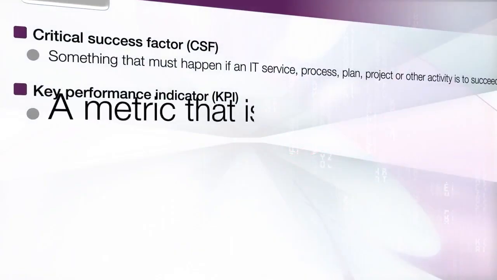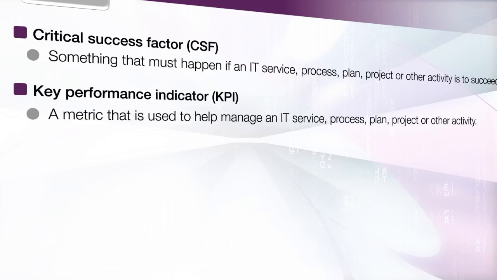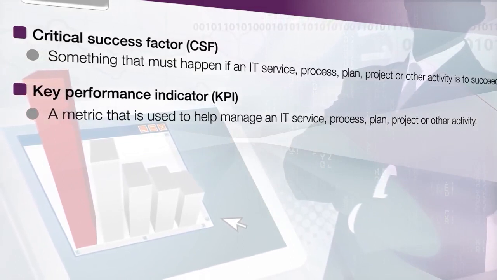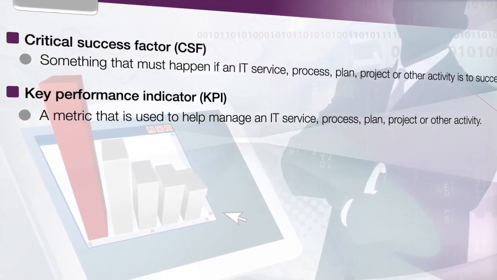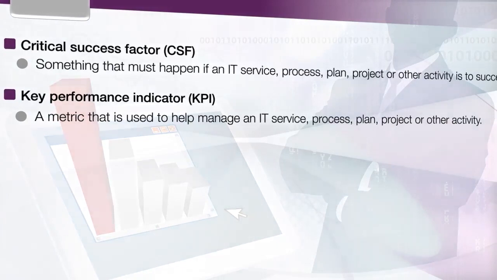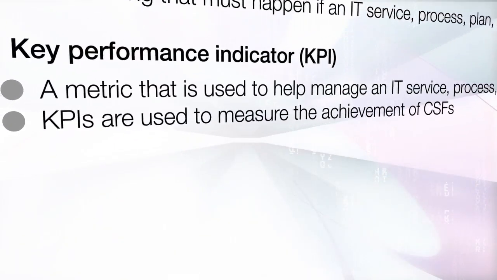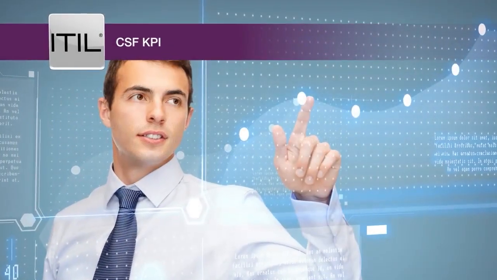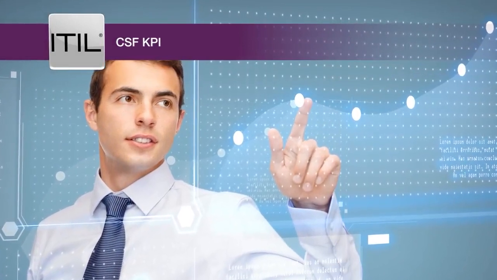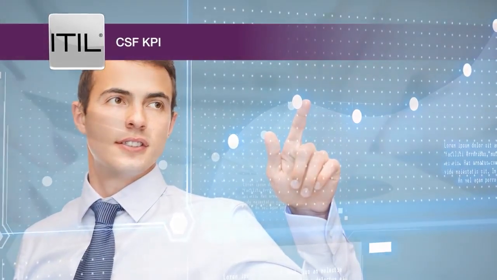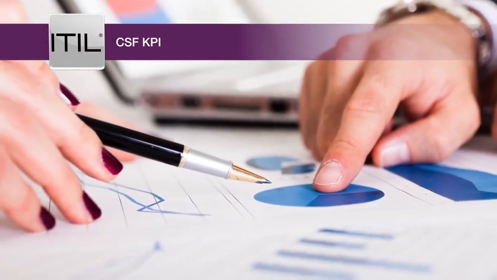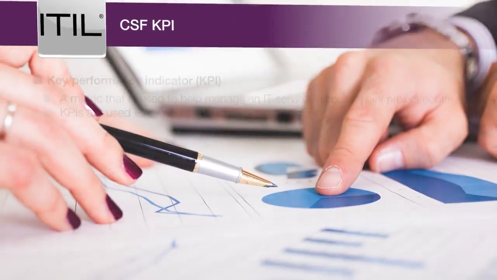A key performance indicator is a metric that is used to help manage an IT service, process, plan, project or other activity. Key performance indicators are used to measure the achievement of critical success factors. Many metrics may be measured, but only the most important of these are defined as key performance indicators and used to actively manage and report on the process, IT service or activity. One simplistic way of looking at the two measures is to view a critical success factor as a target and a key performance indicator as the actual.